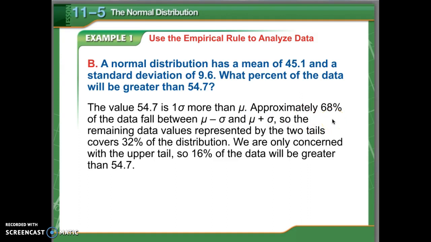But because we're only going greater than this number, outside of 68% would be 32%, and we're only concerned with the upper end because we only care about what's greater than 54.7. So we need half of the data that's outside 68%.